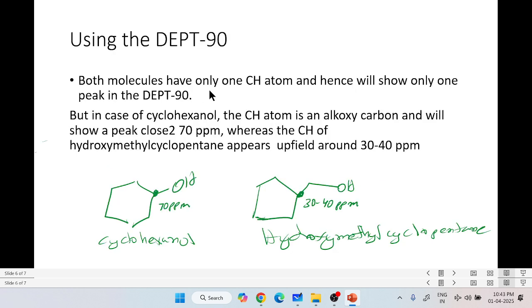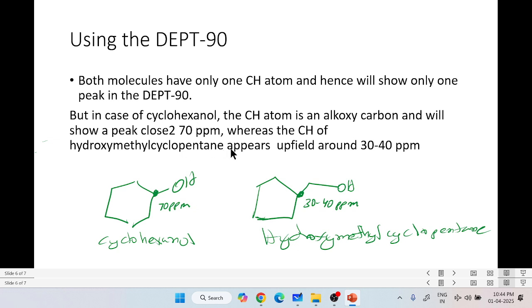So how will we use the DEPT-90? In DEPT-90 for both molecules, only the CH peak is going to come. I have highlighted the CH carbon here with the bold dot. Remember both will show only one peak, but the chemical shift will be different. Why is that? Look very closely. In cyclohexanol, the CH is connected to a hydroxyl group, which means it's an alkoxy carbon and its chemical shift will be around 70 parts per million.